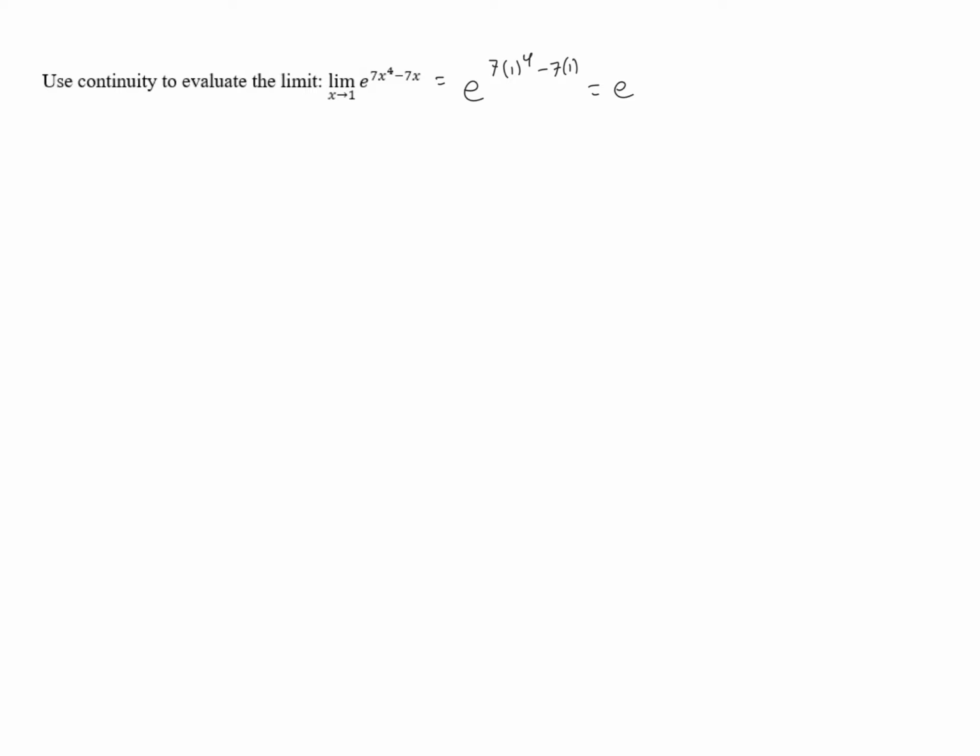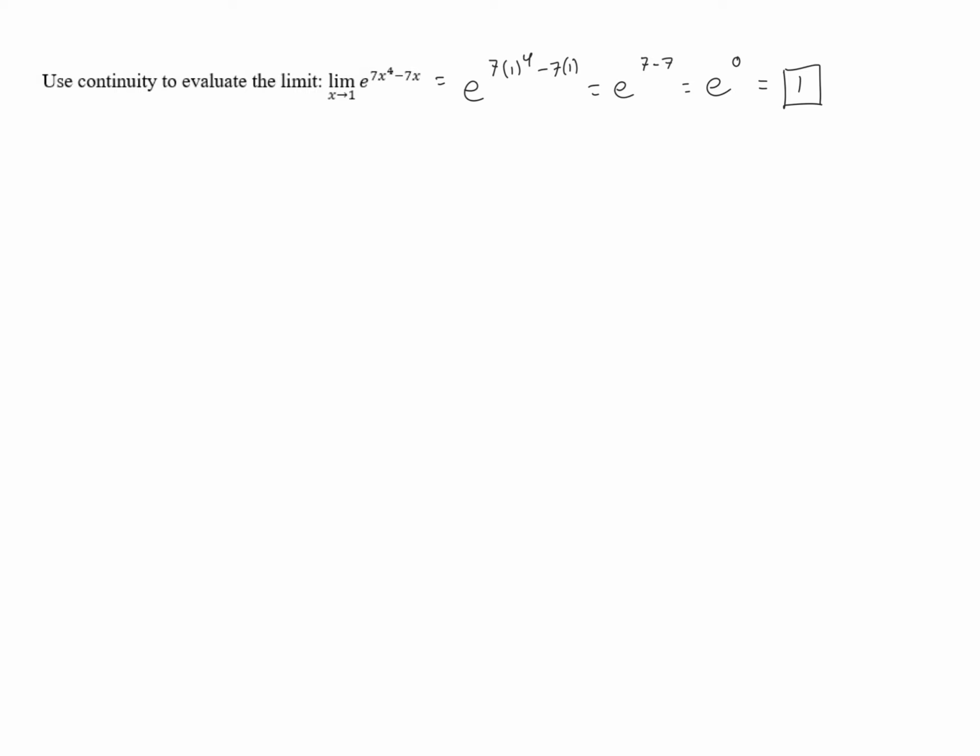So that's going to be e to the 7 minus 7th power, or e to the 0. And anything to the 0 is 1, except for 0 to the 0, which is undefined, but that's not relevant here. E to the 0 is 1, and so that limit is equal to 1.